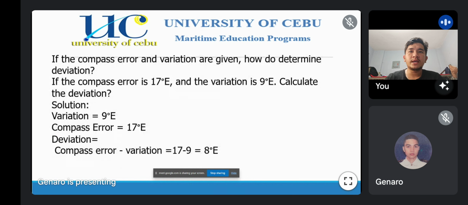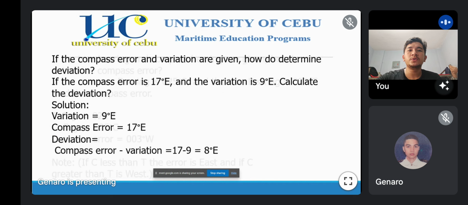Right? So for the next problem, if the compass error and variation are given, how do we determine the deviation? To solve for the deviation, you must add or subtract the compass error and the variation. Subtract it if deviation and compass error are of the same direction, and add if different directions. So in here, compass error is 17 degrees east and variation is 9 degrees east. So you just have to subtract: 17 degrees east minus 9 degrees east equals 8 degrees east.